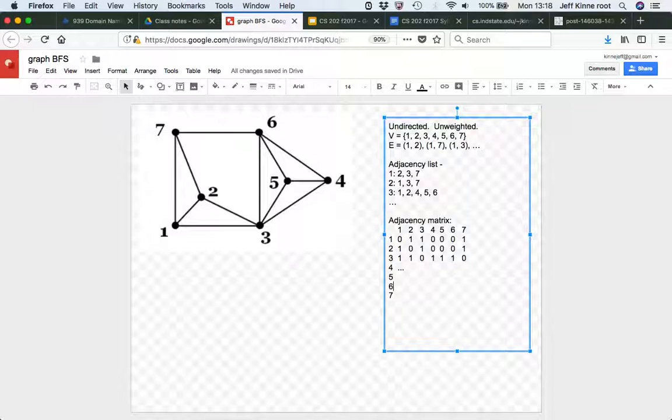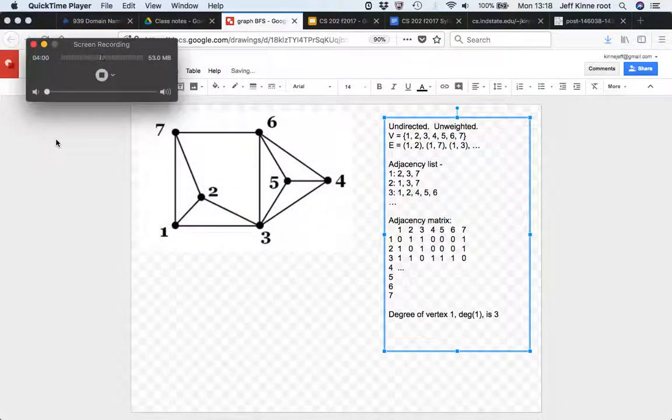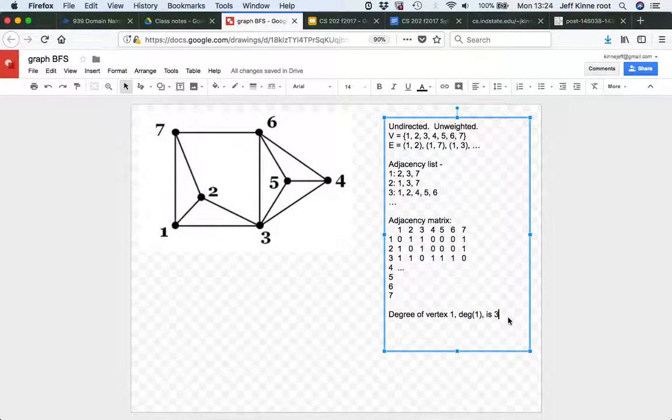Let's see, other terms. We write the degree, so the degree of, say, vertex 1, we write that as Z1. It is the number of neighbors of 1, so how many edges are there coming out of 1? 1, 2, 3. Okay, so the degree there is 3.